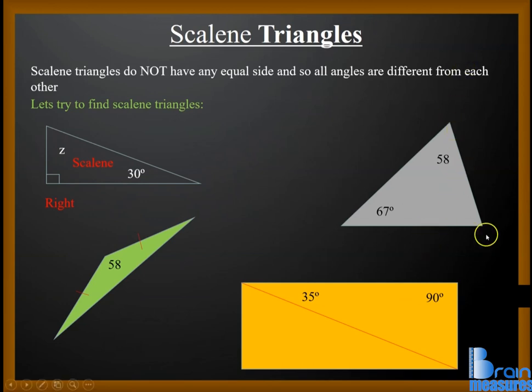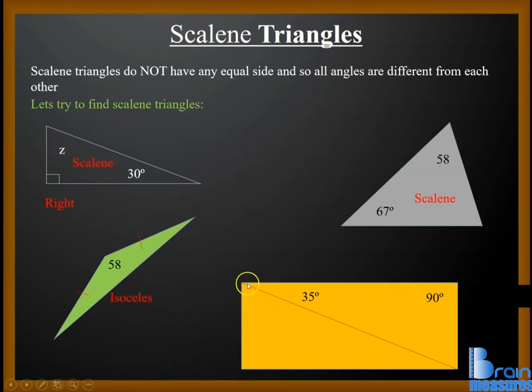Okay, so let's move ahead. Let's move with this one here. We have 67 degrees on one side, 58 on the other. So these are obviously not equal. All three angles are different from each other, so this is a scalene triangle. Let's move over to this one. We have two sides that they have marked with a marker. These two sides are equal, so it's quite obvious it cannot be a scalene triangle. It has to be an isosceles triangle.